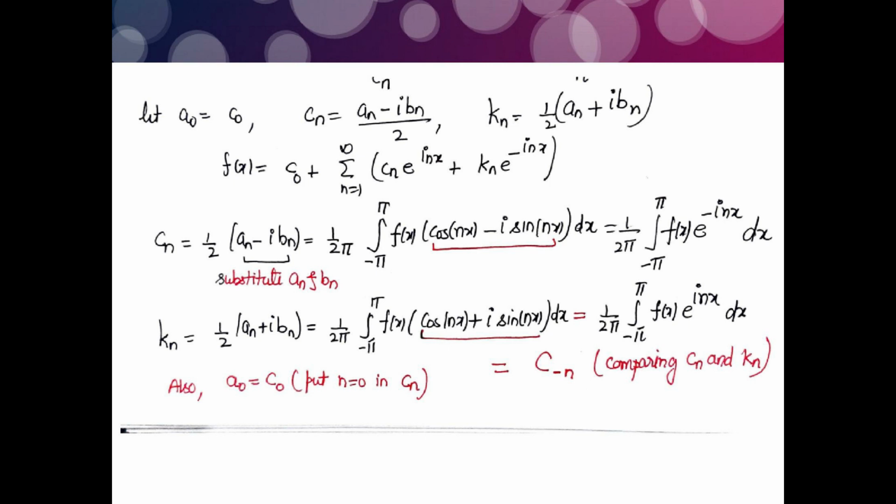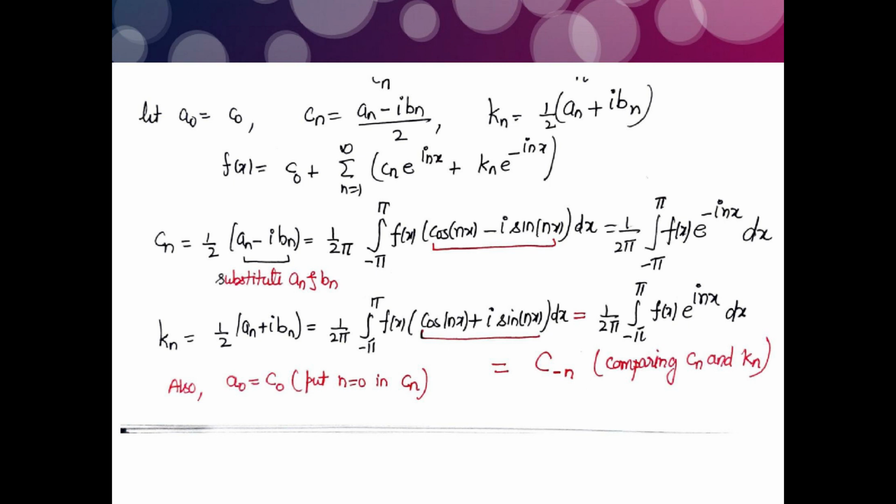C n is half of a n minus iota b n. Substitute the values of a n and b n. See the integral on the right hand side. We have cos nx minus iota sin nx, the underlined expression. We can rewrite this as e raised to power minus iota nx. So after simplification, C n is given by 1 upon 2 pi, integral from minus pi to pi of f of x e raised to power minus iota nx dx.